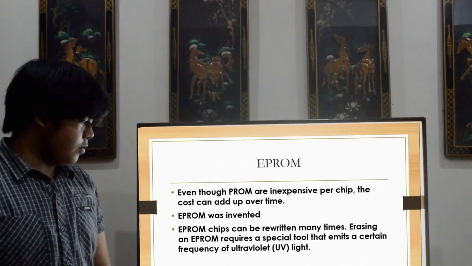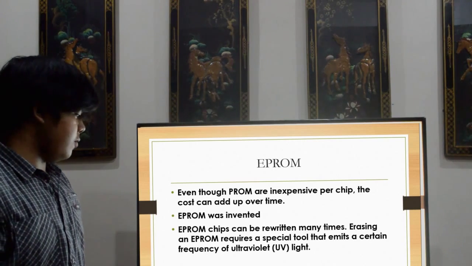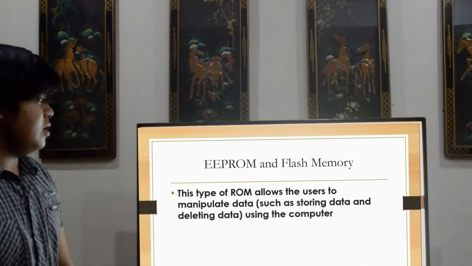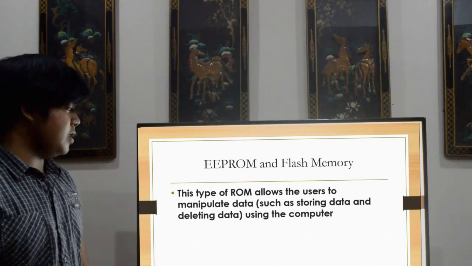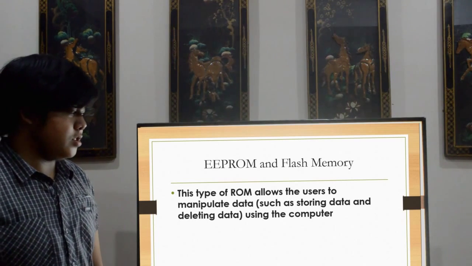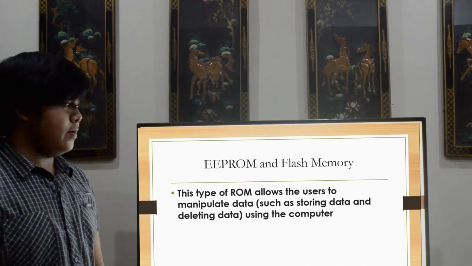Erasing an EPROM requires a special tool that emits a certain frequency of ultraviolet light. EEPROM and flash memory: this type of ROM allows the user to manipulate data, such as rewriting and deleting data, using the computer.